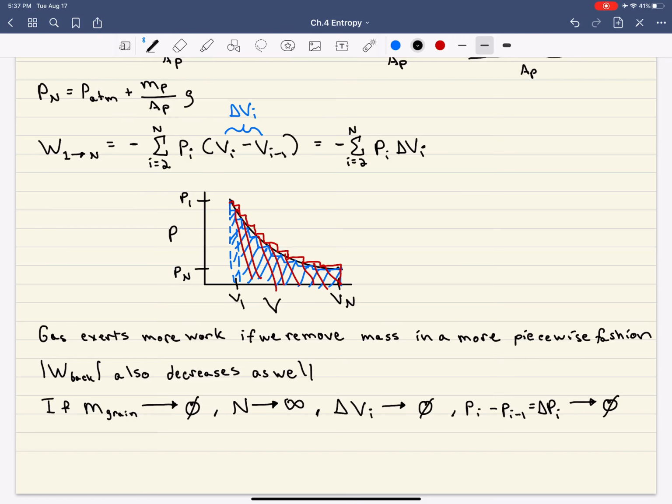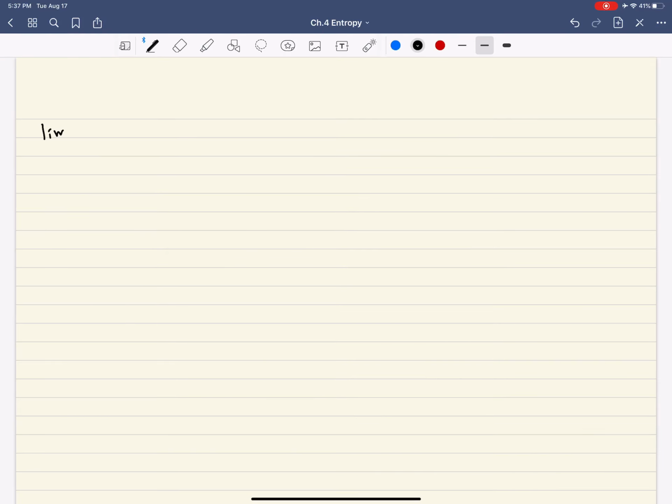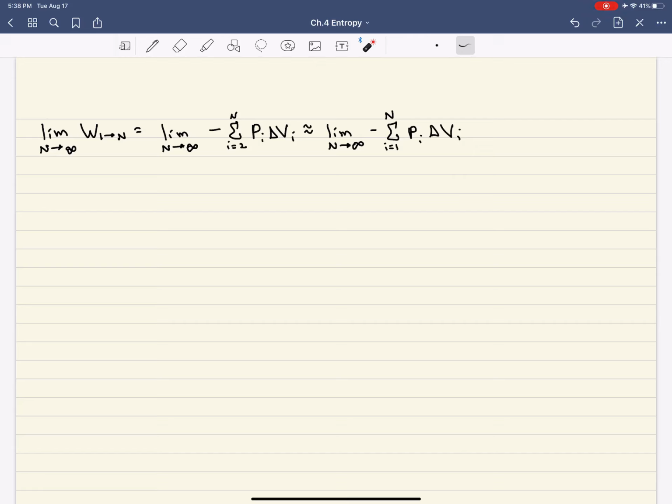So if we go to the next page, essentially what I'm saying is that if we take the limit of the total work as we go from state 1 to state n, in the limit that n goes to infinity, what we would be taking is the limit as n goes to infinity of the summation of P_i delta V_i. And we'll make one small approximation: since we're dealing with infinite steps, i equals 2 is basically the same thing as i equals 1. So we have the limit as n goes to infinity of this equation where we're dealing with a delta.